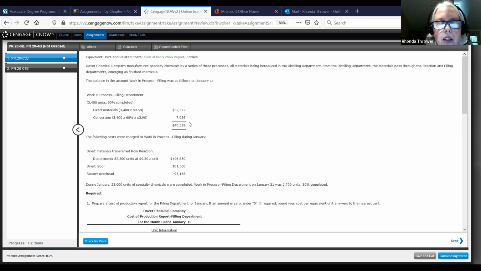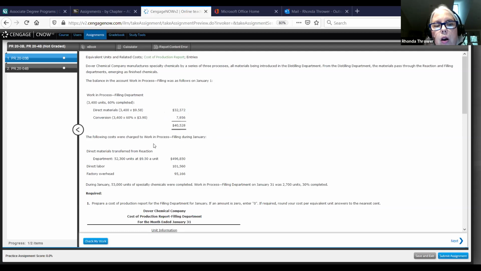This beginning inventory came from last period's ending inventory. The beginning inventory is 60% complete from last period. So this period, we're going to have to work on it for 40%. We're going to have to add conversion cost of 40% to this beginning inventory cost to be able to finish our beginning inventory units.